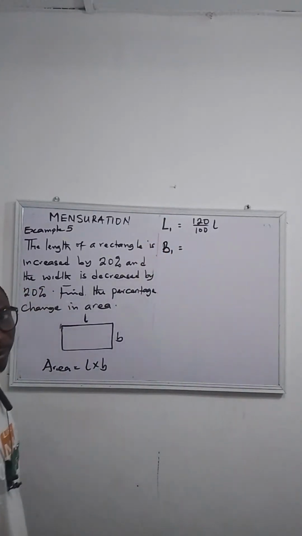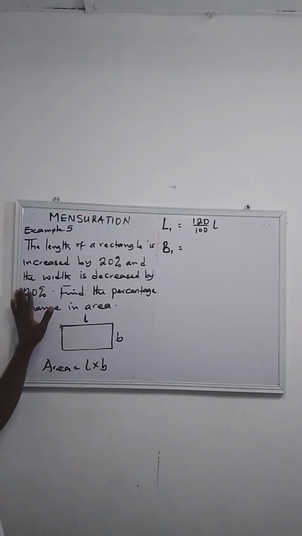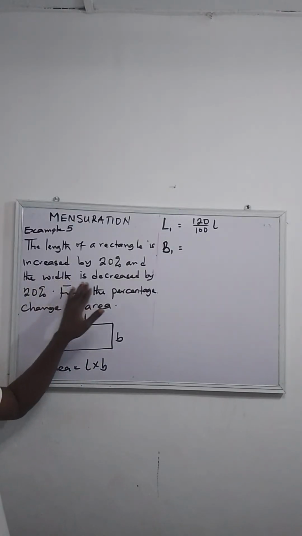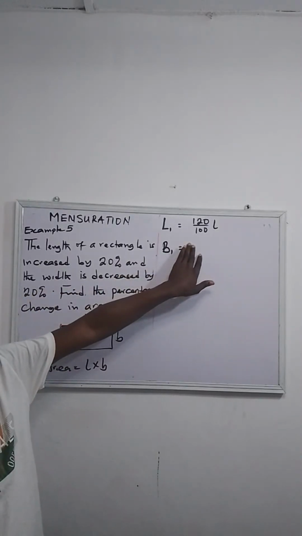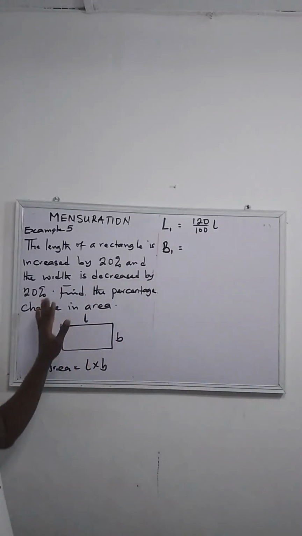So what do we have? I need you to put that in the comment section. So what is going to be the value of the width? Decreased by 20%. So what are we going to have here? So drop that in the comment section. Let me see. The width decreased by 20%.